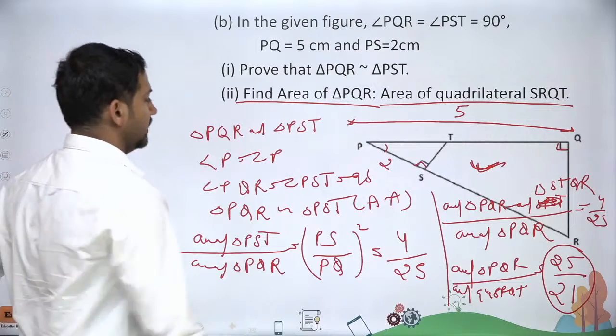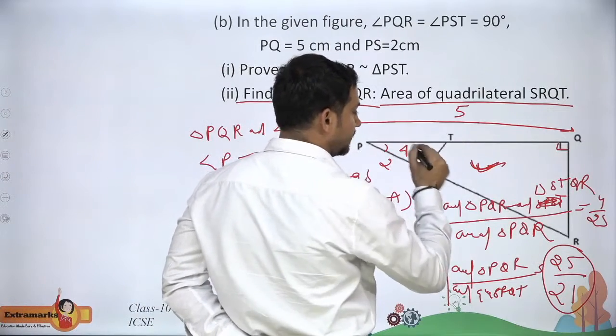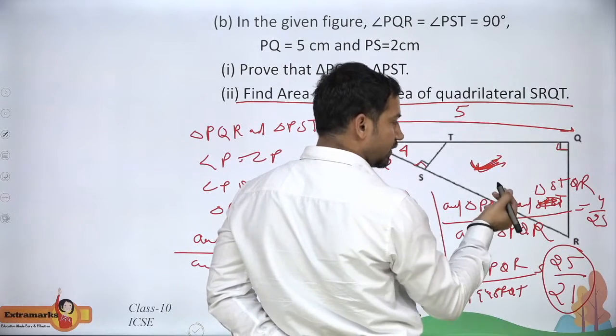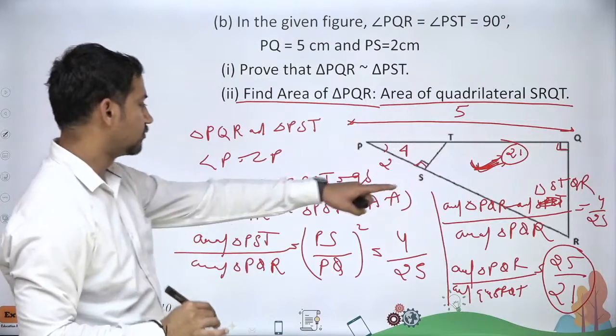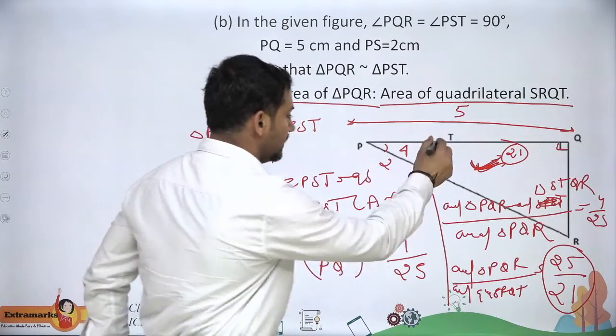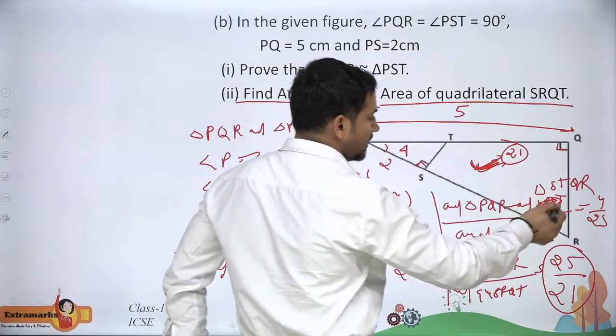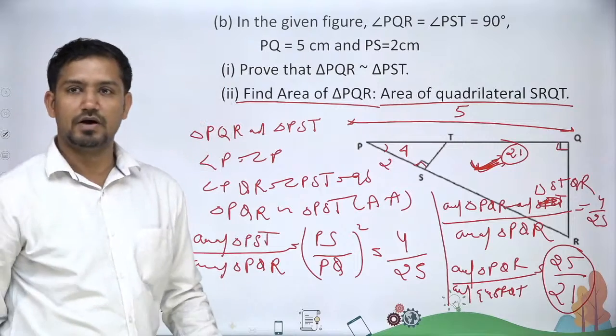See, this is similar. We know that this is the 4, and the whole is 25. So what about this one? This one is 21. Yes or no? So that's why we say that area of triangle PST is area of triangle PQR minus area of quadrilateral STQR. Then we have to subtract. Then we get the answer. Okay. After that.